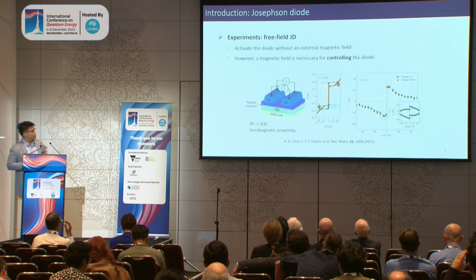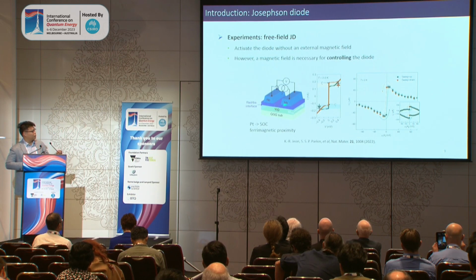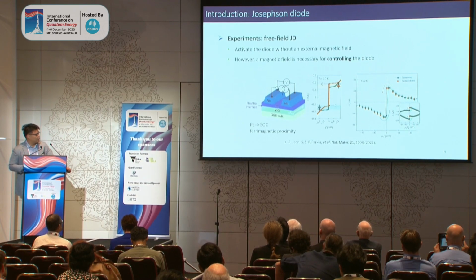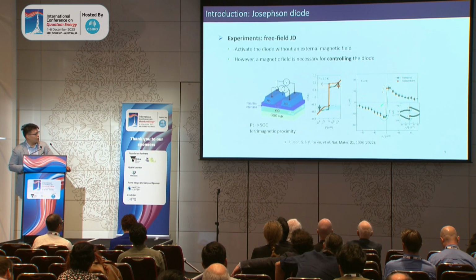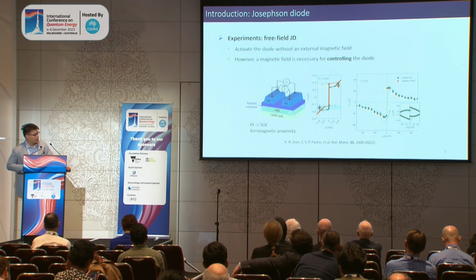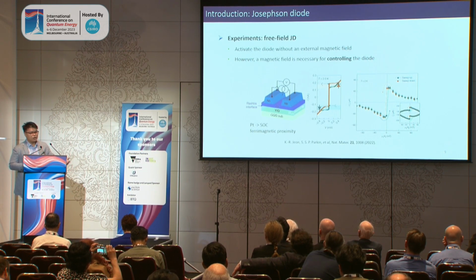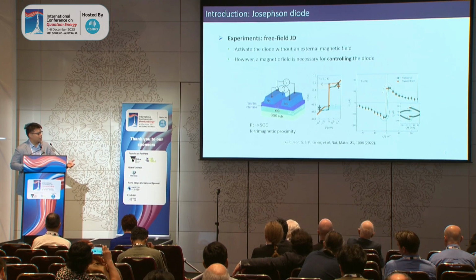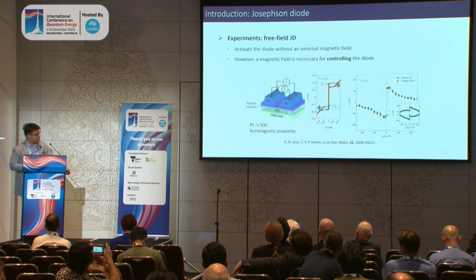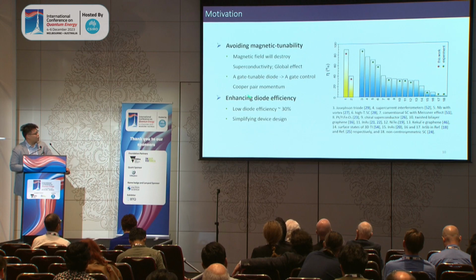Because we use a Zeeman field, using this ferromagnetism to replace the external magnetic field. But even in this system, we also need an external magnetic field to tune the diode efficiency. As you can see, the diode efficiency decays as the magnetic field is increased, because this is normal. Magnetic field can potentially destroy the superconductivity.